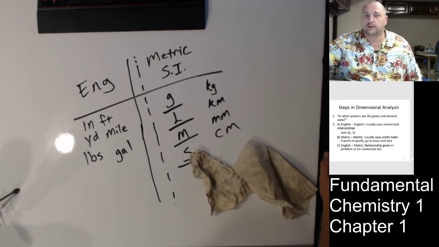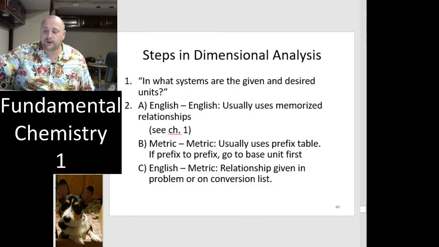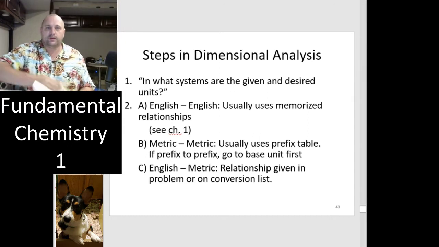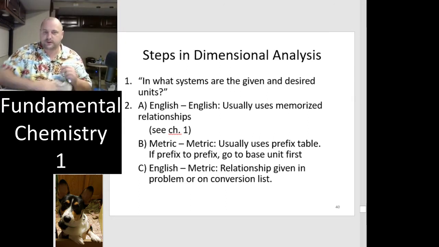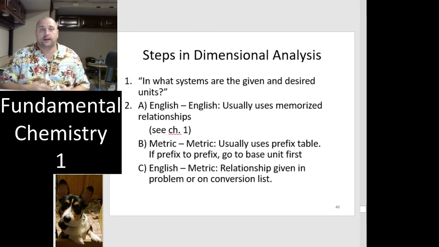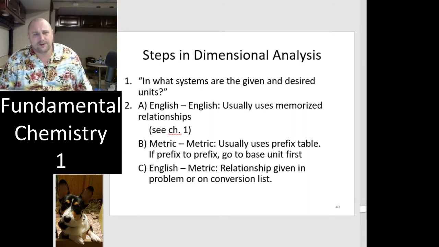So let's go ahead and look back over here at our list. It says, where do we get this information? If they're telling us to do an English to English conversion, we need to find that. Usually they're memorized relationships. There's a list in chapter 1. They give a pretty good overview. The ones I require you to know are really, really easy.